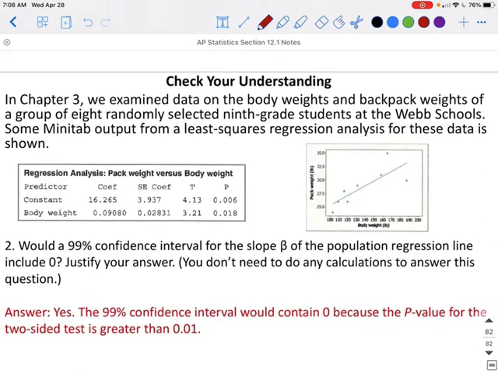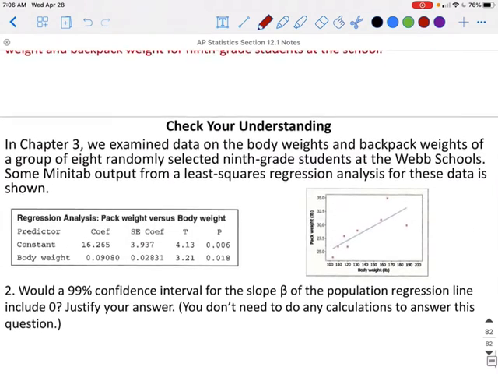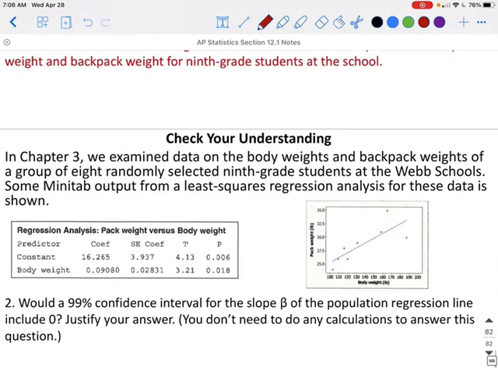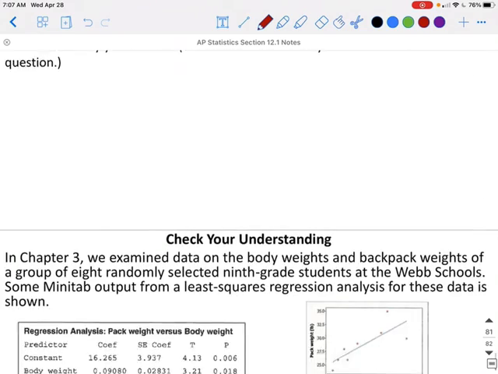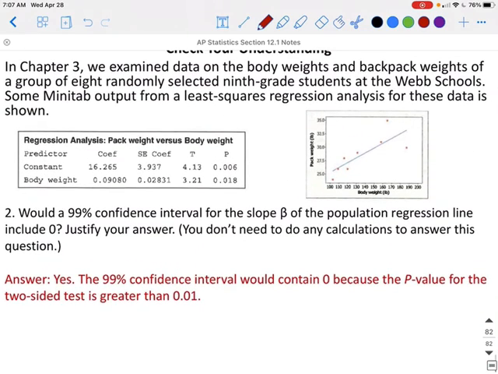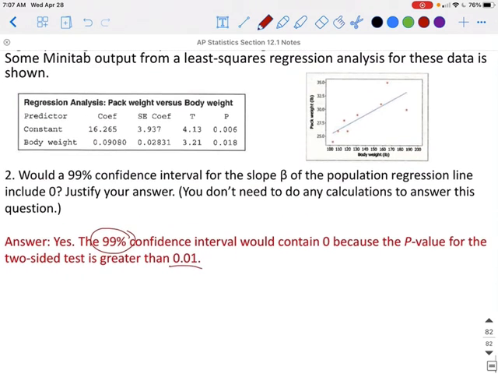So yes, the 99% confidence interval would contain 0, because the p-value of the two-sided test is greater than 0.01. This should say, because this was an alpha equals 0.01, our p-value is greater than 0.01, that's why we can do the 99%. So it would contain 0.